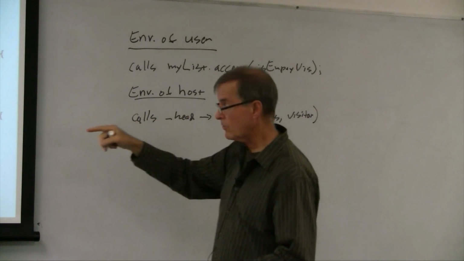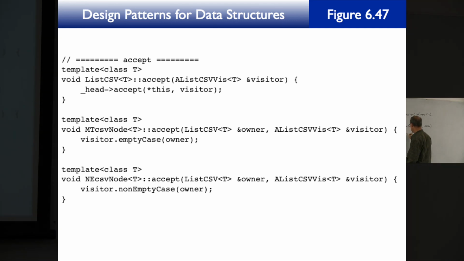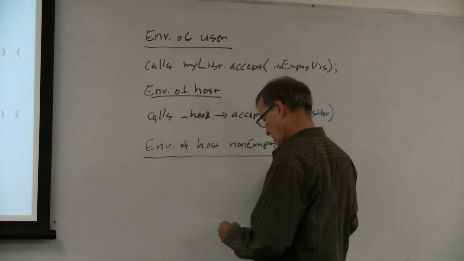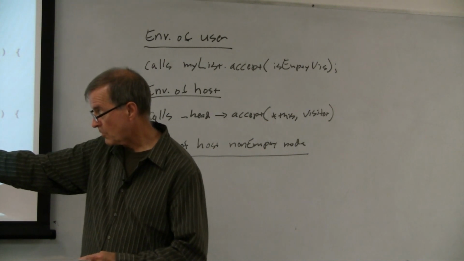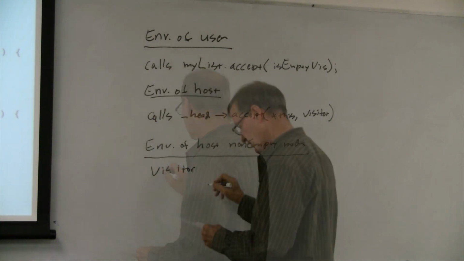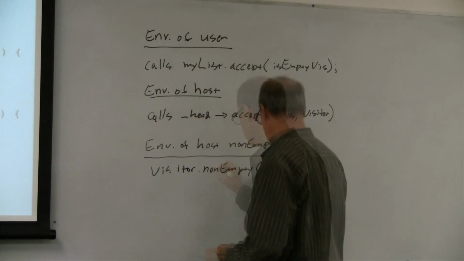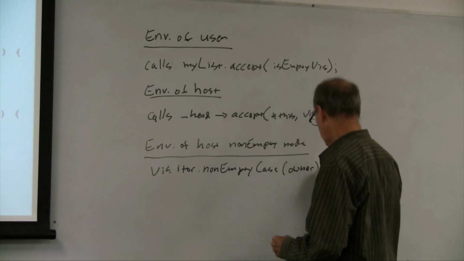Now when it makes that call, what's going to happen? Polymorphically, it's going to go to one of these two, right? Let's say it's a non-empty node. Are you with me? So now that's going to put us into the environment of a host non-empty node. Do you see what's going on here? And then what does this non-empty node do? He calls visitor dot non-empty case, owner.